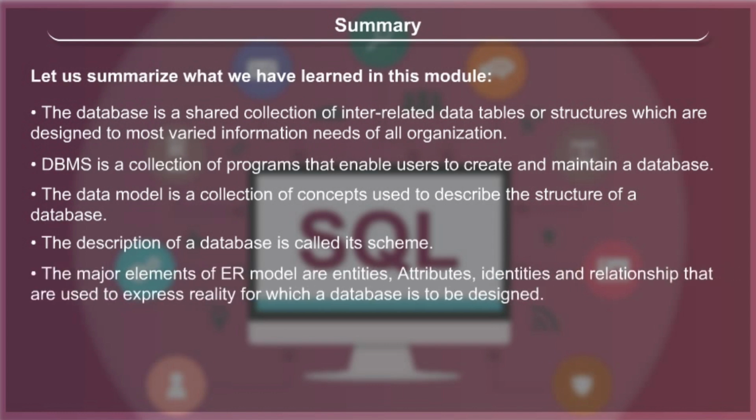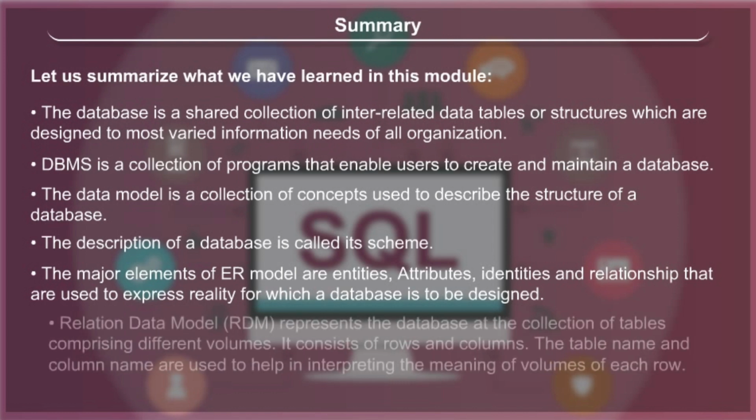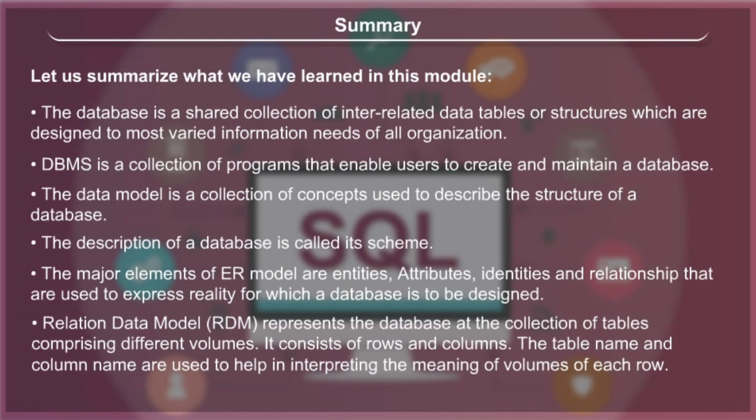The major elements of the ER model are entities, attributes, identities, and relationships that are used to express the reality for which a database is to be designed. The Relational Data Model, RDM, represents the database as a collection of tables comprising different values. It consists of rows and columns. The table name and column names are used to help in interpreting the meaning of the values in each row.